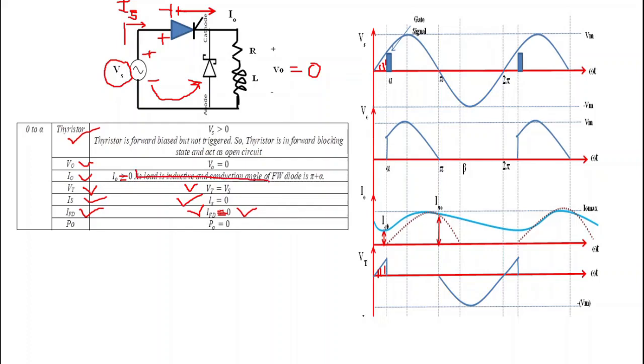from 0 to alpha. And what is the power P0? Here we can see that V0 is equal to 0, I0 is also equal to 0. That's why we get output power P0 also equal to 0. So in this waveform V0 is equal to 0, I0 is also equal to 0, and thyristor voltage Vt is equal to Vs. Please ignore this blue waveform because it is for continuous conduction mode. Here you have to focus only on this dotted waveform, which is for discontinuous conduction mode. Here it is up to beta.